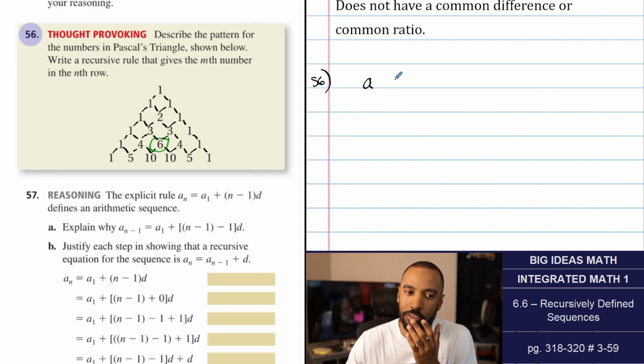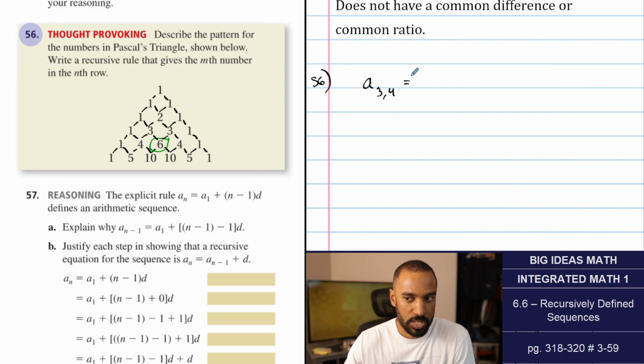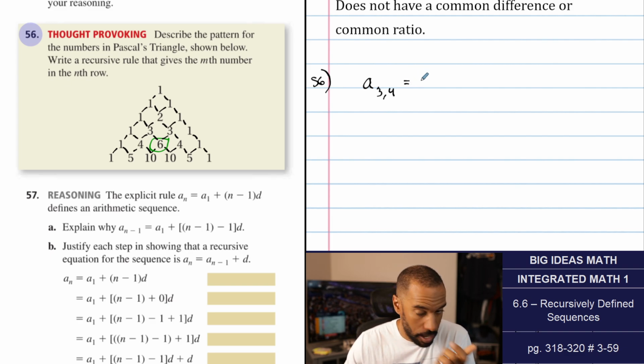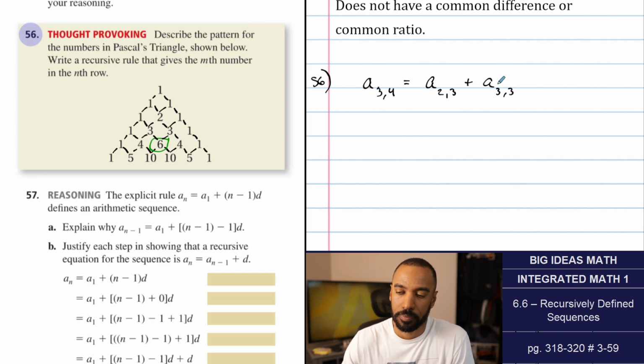The third number in the 4th row takes the sum of the second and third numbers in the 3rd row. That's a lot to say. I think we have to have two different arrays here. If I have number and row, the third number in the 4th row takes the sum of the second number in the 3rd row and the third number in the 3rd row.